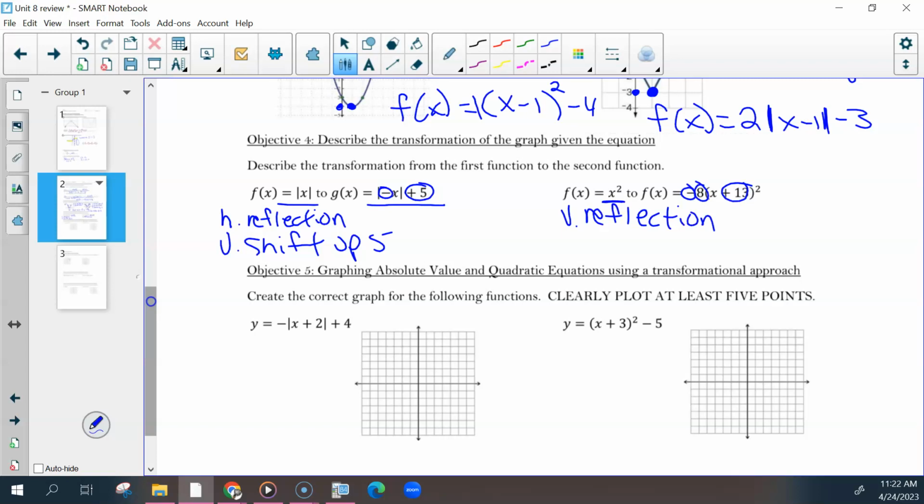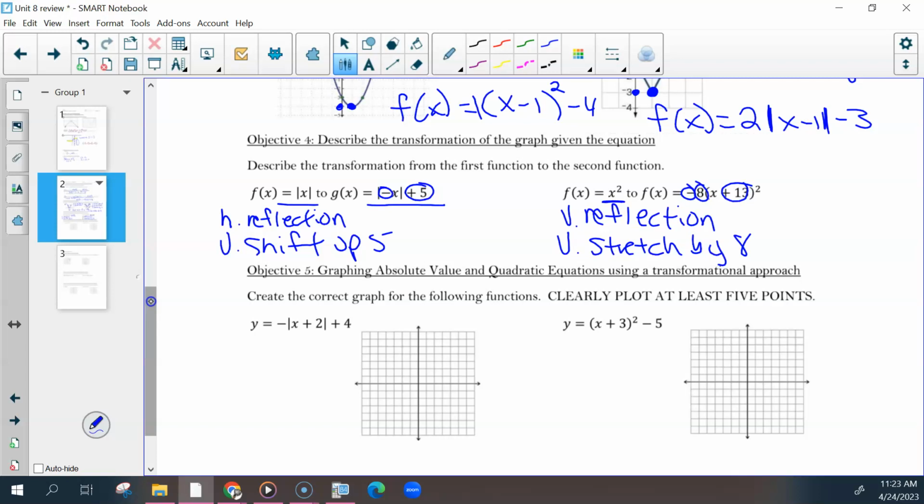What would the 8 do? Aaron. Not compression, because it's bigger than 1. So stretch. So compression is always going to be a fraction, and that fraction is going to be the numerator smaller than the denominator.